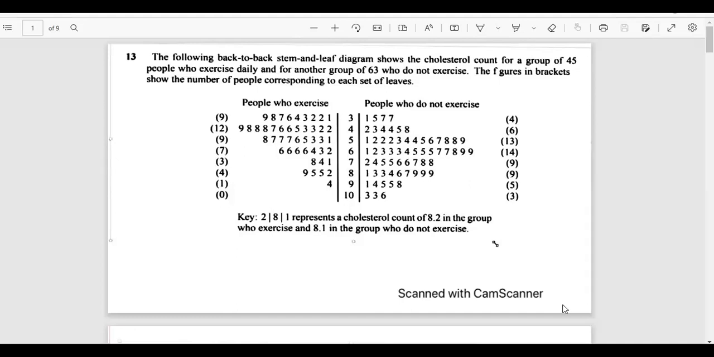But if you have two types of data, like here, one says people who exercise and then it says people who do not exercise. So it means we have two types of data. Now if you are asked to represent this data through a back-to-back stem and leaf diagram, it's just like how we do it for a simple stem and leaf diagram.